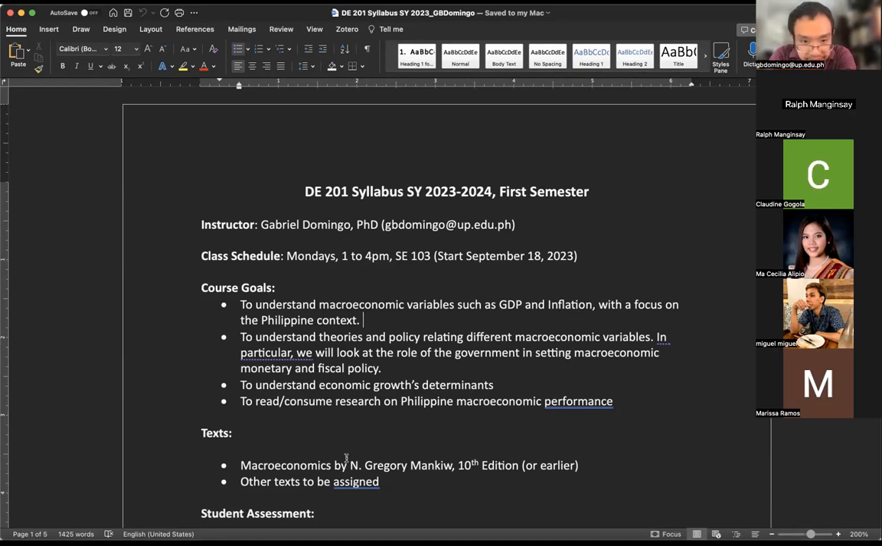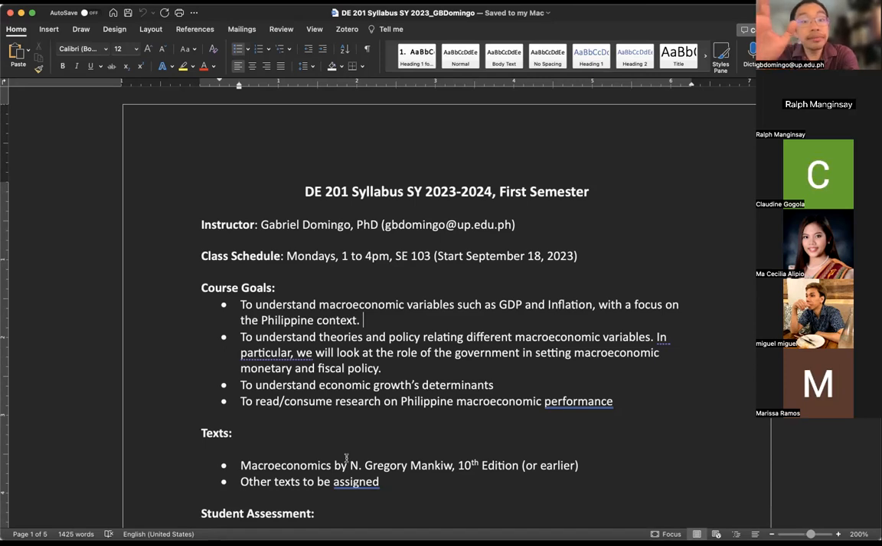Next, to understand theories and policy relating different macro variables. So that's the whole point of using Mankiw, is to get that basic workhorse model ng macroeconomics. Okay, so we will look at the role of government in setting macro policy, monetary and fiscal policy.